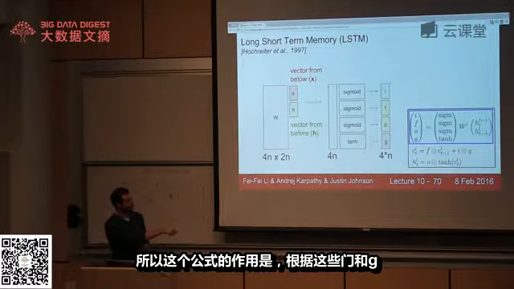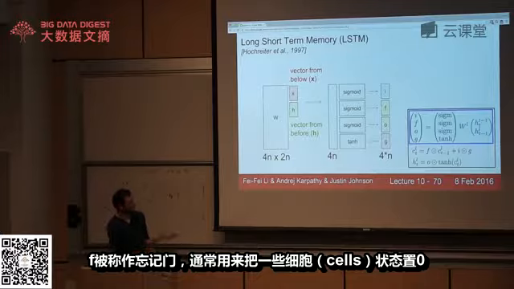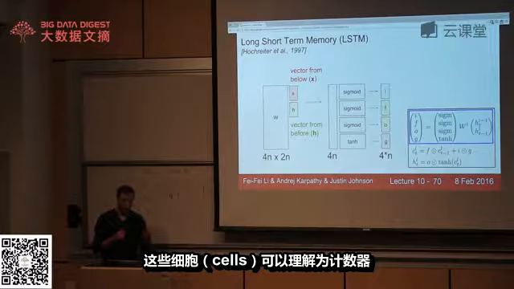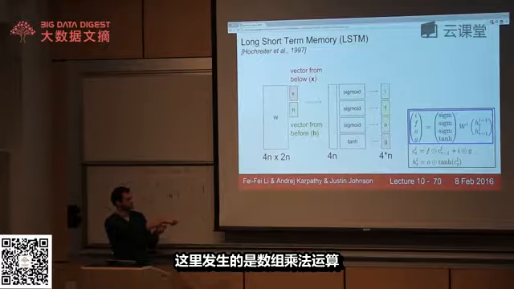And then what this formula is doing here, C, you can see that based on what these gates are and what G is, we're going to end up updating this C value. And in particular, this F is called the forget gate. That will be used to reset some of the cells to 0. So the cells are best thought of as counters. And these counters, basically, we can either reset them to 0 with this F interaction. This is an element-wise multiplication there.